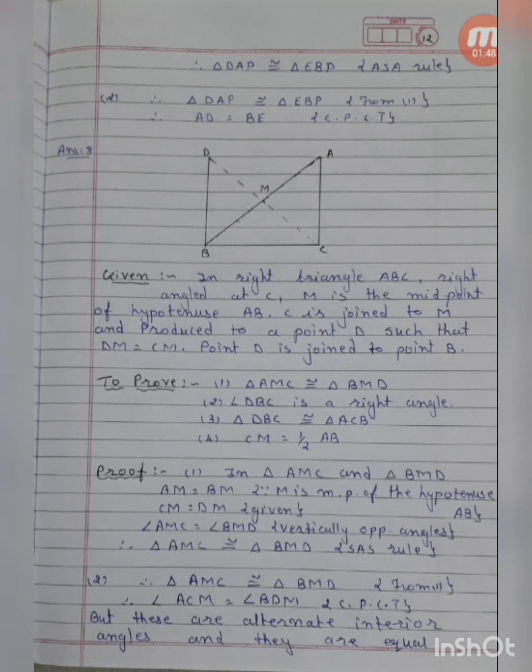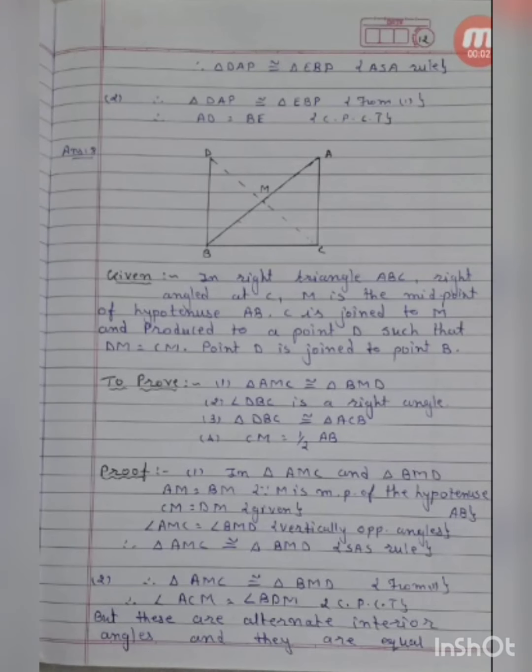Now question number 8, read from the textbook. In right triangle ABC, right angle at C, M is the midpoint of hypotenuse AB. C is joined to M and produced to point D such that DM is equal to CM. Point D is joined to point B. So that first, triangle AMC congruent triangle BMD. Second, angle DBC is a right angle. Third, triangle DBC congruent triangle ACB. And fourth, CM is equal to 1/2 AB.